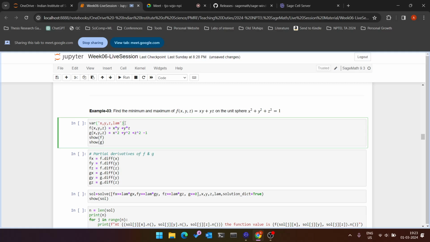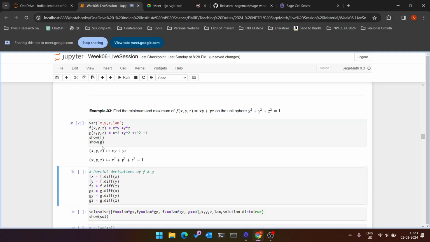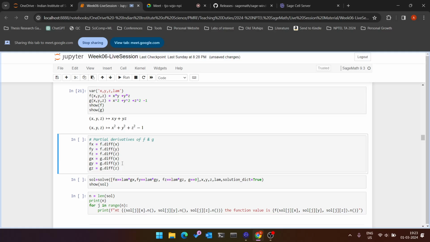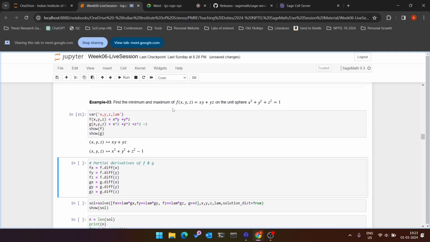The process again starts similar, where we first define our symbolic variables x, y, z and lambda, written here for short. We define our functions f of xyz and g of xyz. So these are our function definitions.